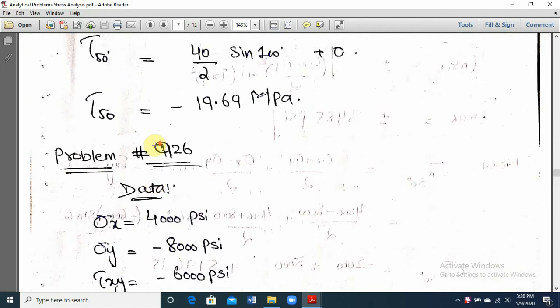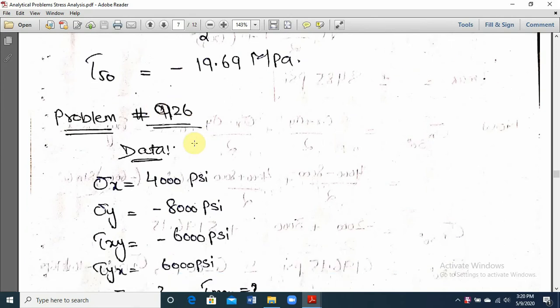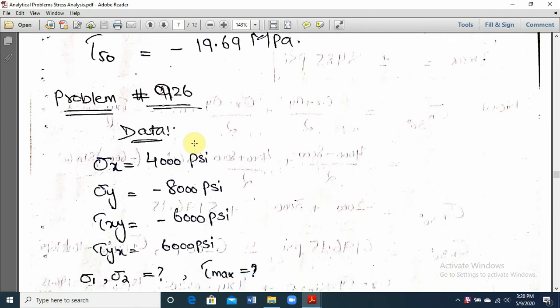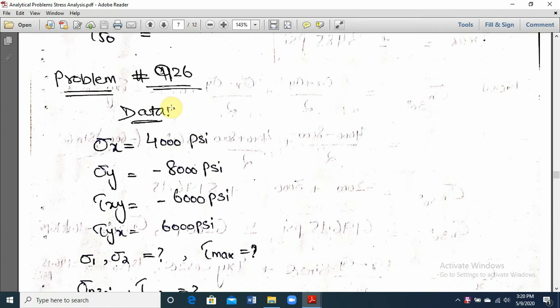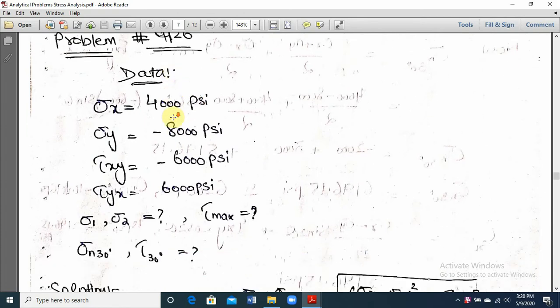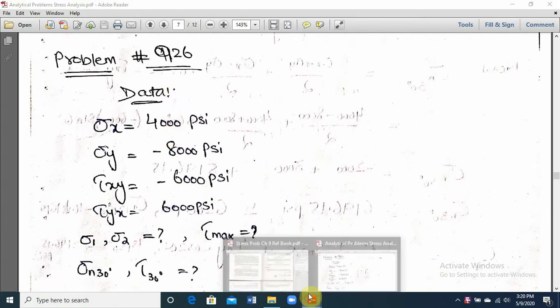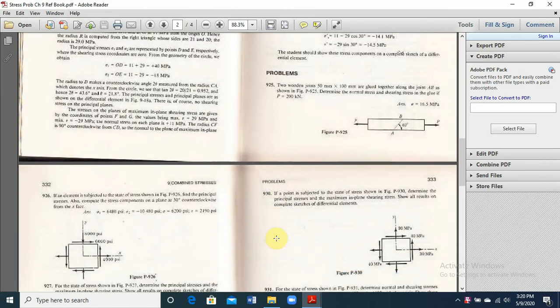Bismillahirrahmanirrahim. In the previous lecture we studied the problems using analytical formulas, stress problems up to problem number 925. In this lecture we will start from problem number 926. So what does problem number 926 state?